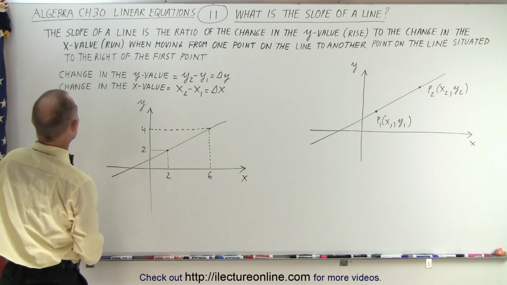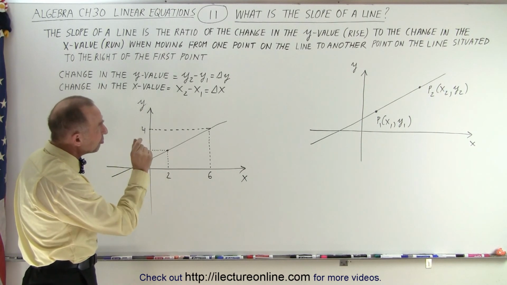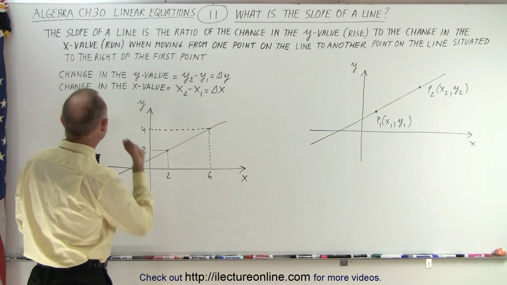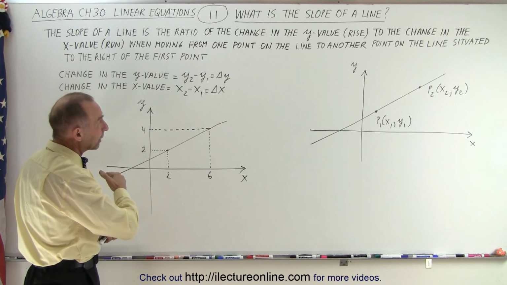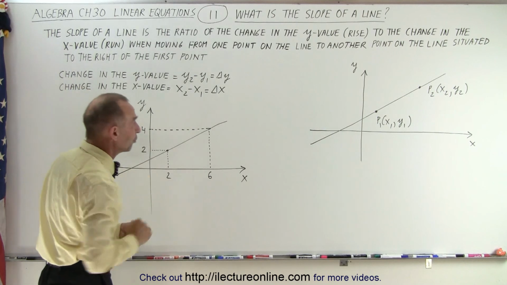So let's read the definition. The slope of a line is the ratio of the change in the y value, called the rise, to the change in the x value, called the run, when moving from one point on the line to another point on the line situated to the right of the first point.